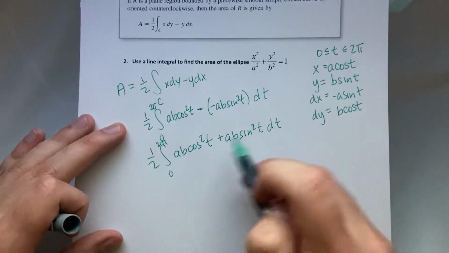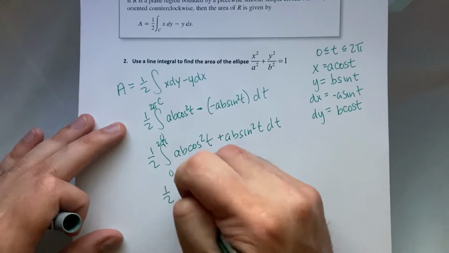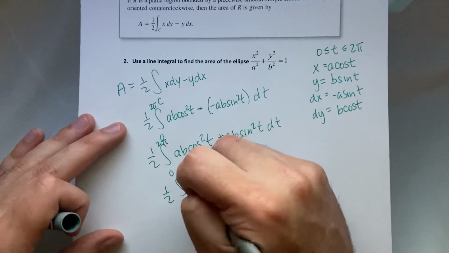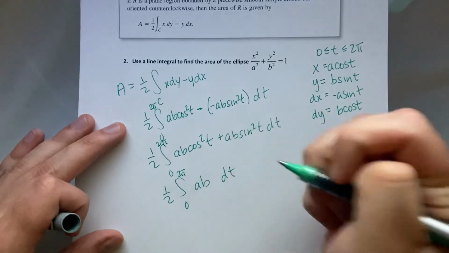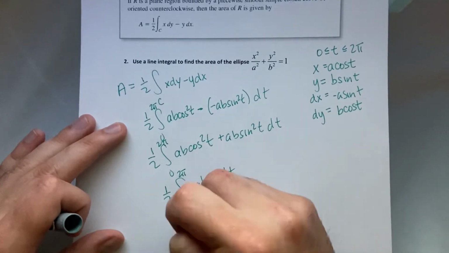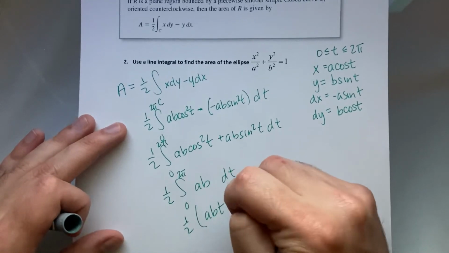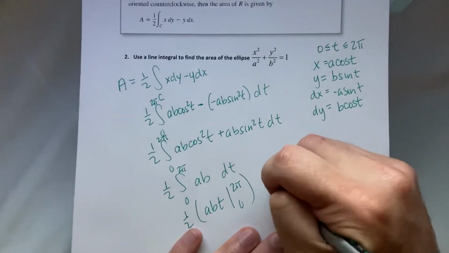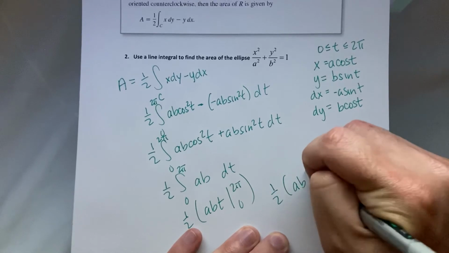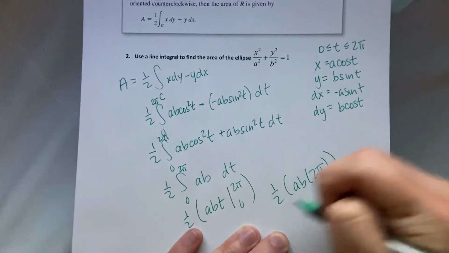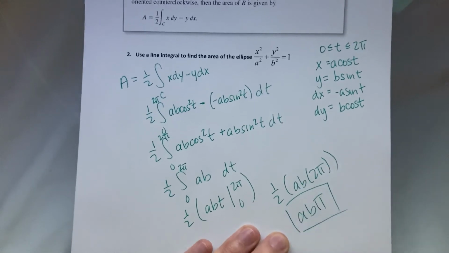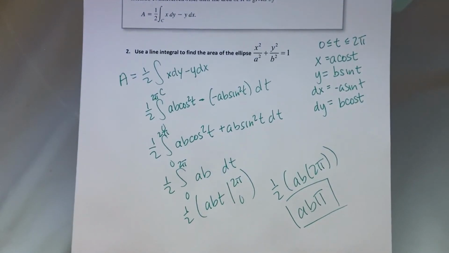And we know sine squared plus cosine squared is 1. This is just 1/2 the integral from 0 to 2 pi of ab, which is abt evaluated from 0 to 2 pi, which is just 1/2 times ab times 2 pi. The 2 and 1/2 cancel, so it's ab pi, the area of the ellipse.